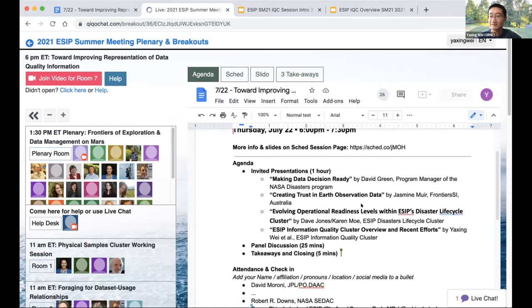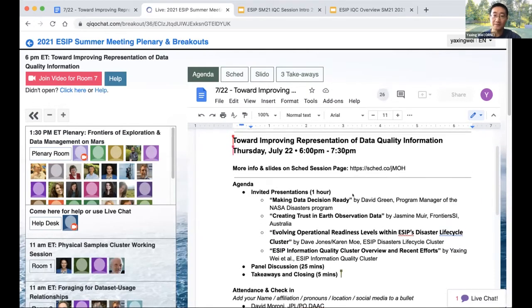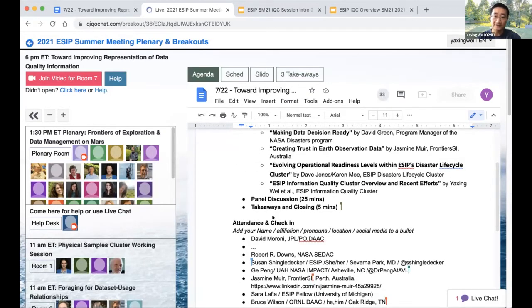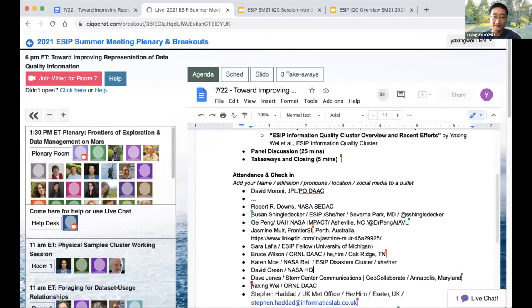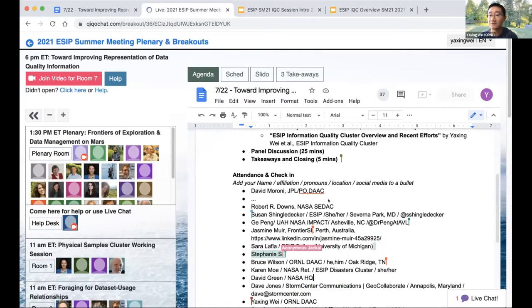And I hope everyone can access the Kiko chat room page for our session. On this page, you can see a couple of documents here. By default, you will see the agenda document, which we'll also use as meeting notes. And there's a section in this agenda document, attendance and check-in. So if you have not done so, please put your name and affiliation and other information in this list so that we can continue the conversation even after the session.